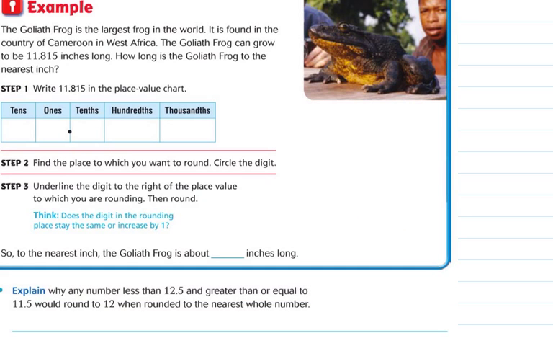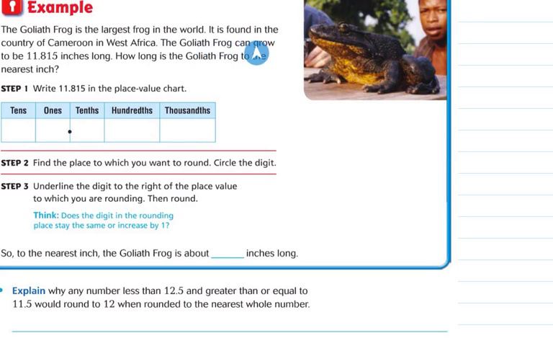Now, boys and girls, we have another example that we need to go through, which is about the Goliath frog. The Goliath frog is the largest frog in the world. It is found in the country of Cameroon in West Africa. And if you look at this frog, it is ginormous. It looks like it's the same size as that kid's head. And he's probably a 5th grader too, I would think.